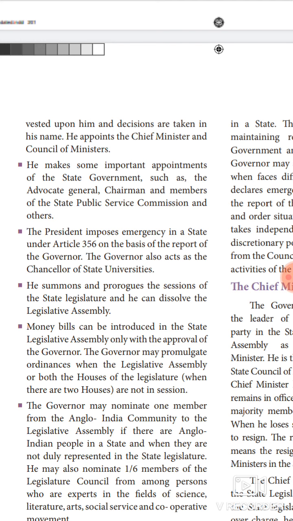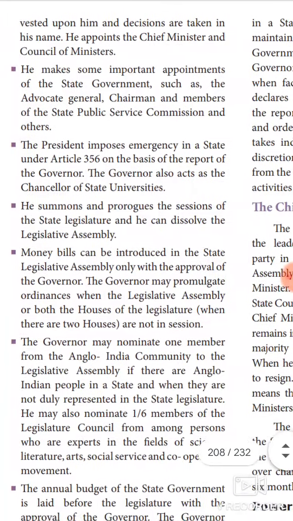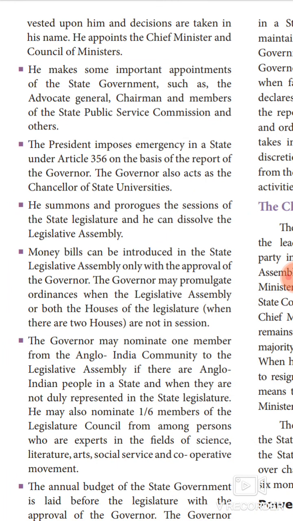The president imposes emergency in a state under Article 356 on the basis of the report of the governor. The governor also acts as a chancellor of the state universities, head of the state universities. He summons and prorogues the sessions of the state legislature. In the Tamil Nadu state legislature, our governor's name is Banwarilal Purohit. He summons the sessions of the state legislature and he can dissolve the legislative assembly.